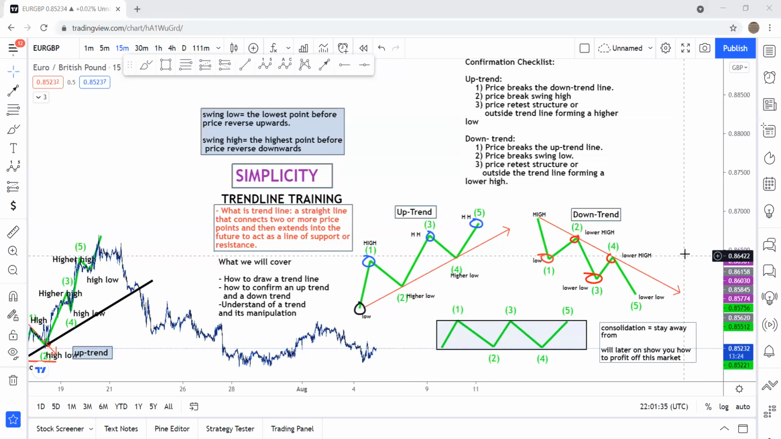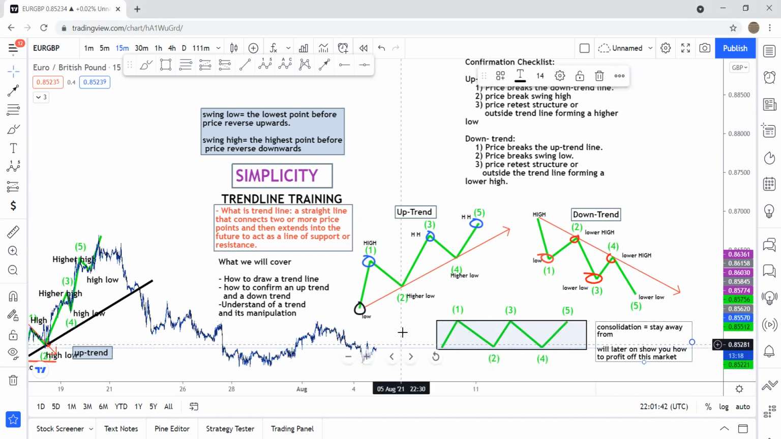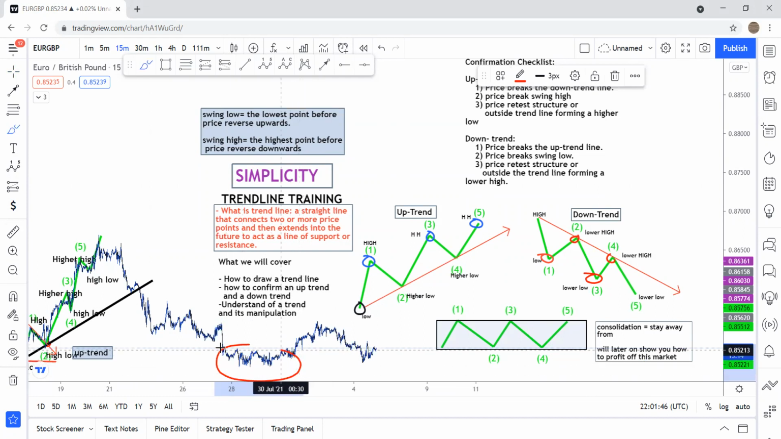Next training, I will go over how we can profit off this. Retail traders and people out there tell you to stay away from consolidation markets, these markets right here, the sideways market. Guys, I'm going to show you how you can profit off this market.